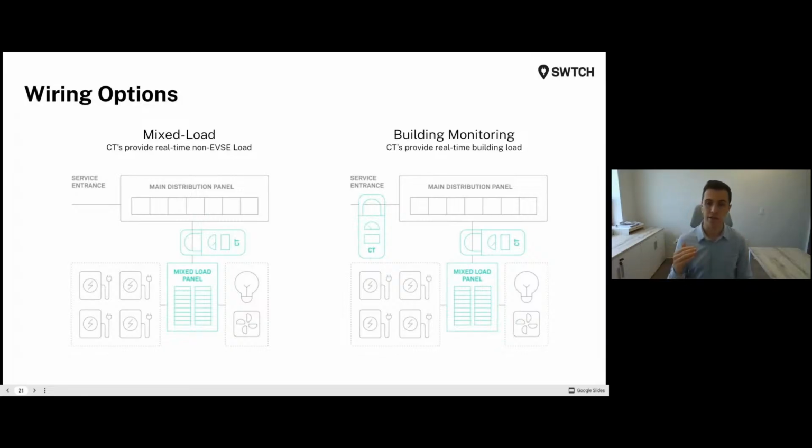As the HVAC, the lighting, and the other loads in the building throttle up and down on that panel, the available capacity to the EV chargers will also throttle up and down. We see this as a very effective tool to get EV chargers in any existing building, because we don't have to add a new panel. All we're adding is new circuits and connecting to that existing panel.